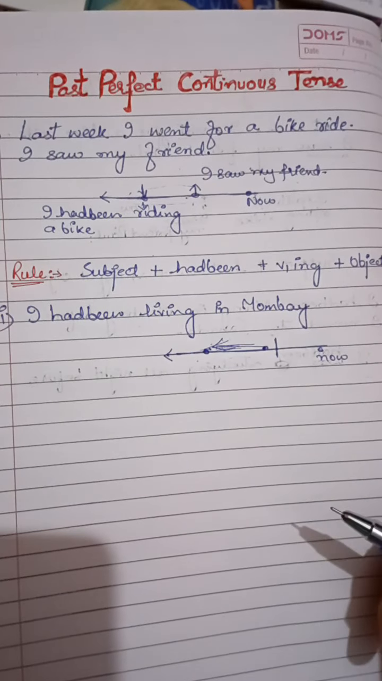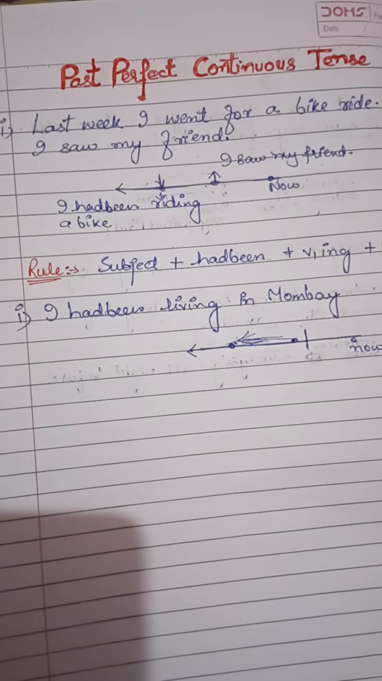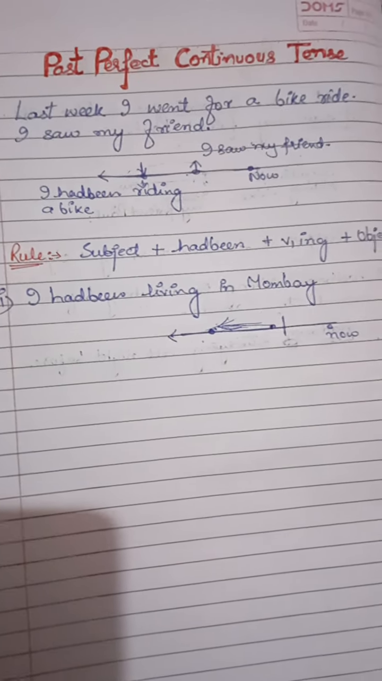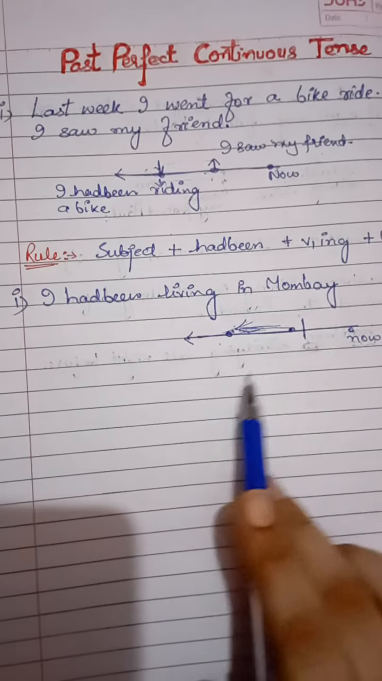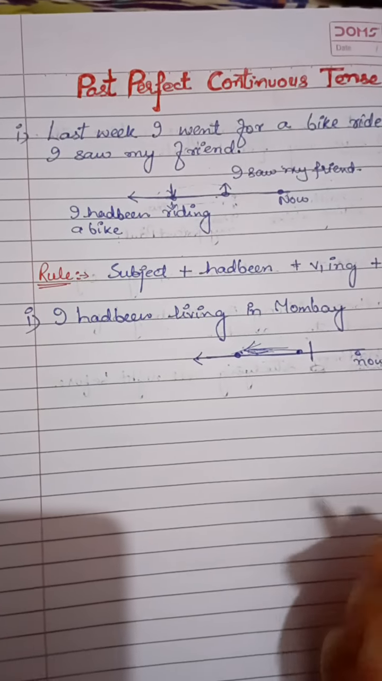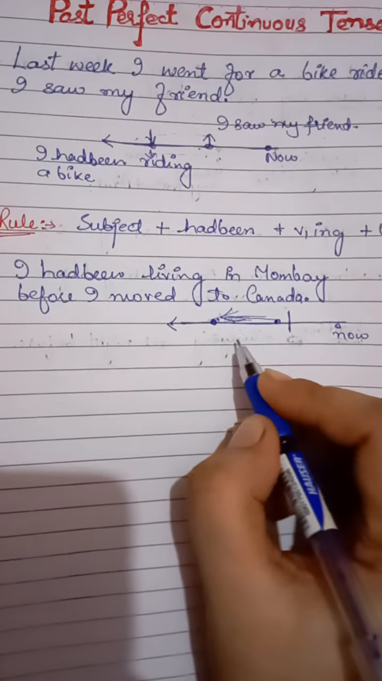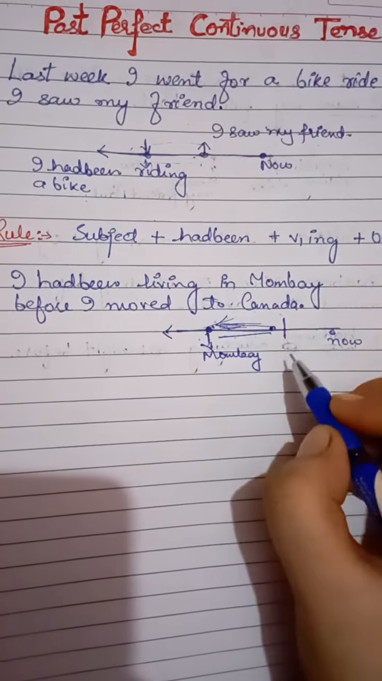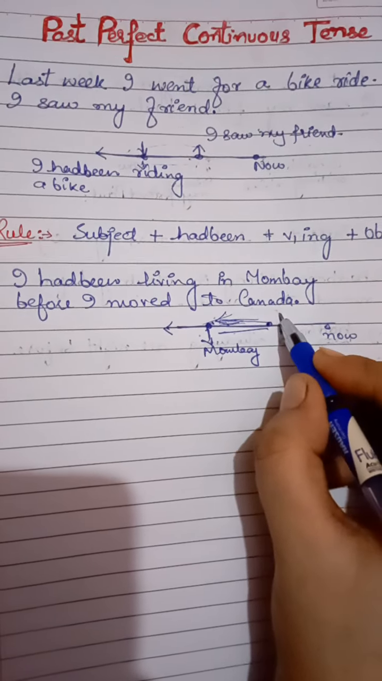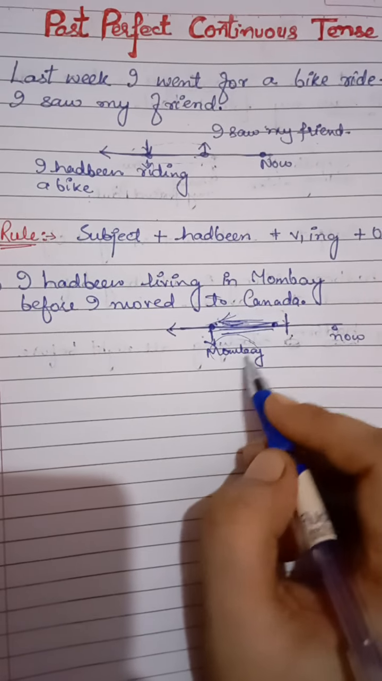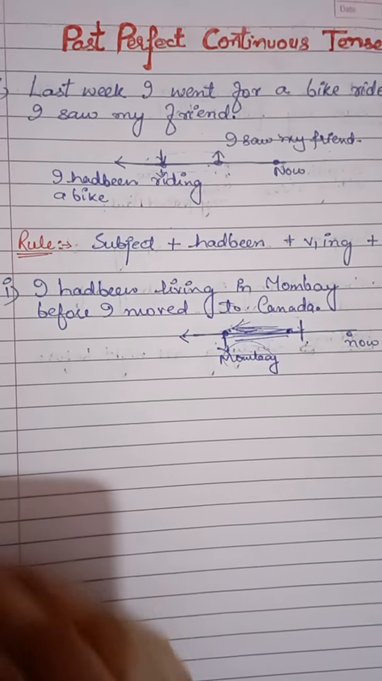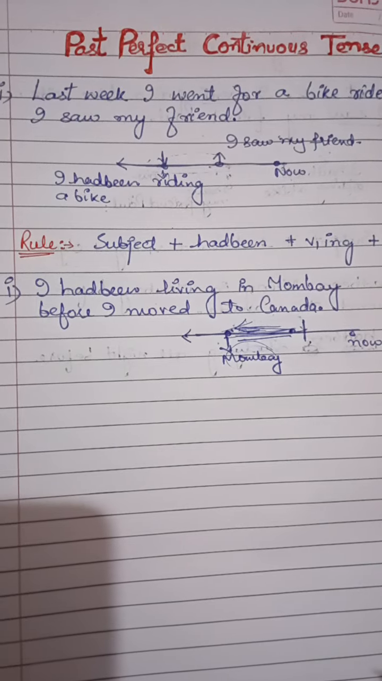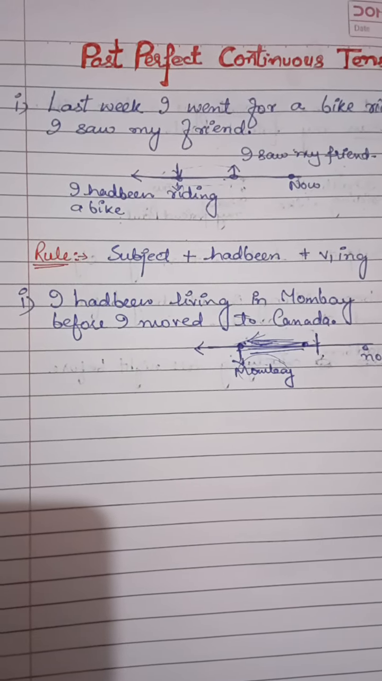Or I can use past perfect continuous tense to describe something that had been happening and then something else happened. Like I could say, I had been living in Mumbai before I moved to Canada. I had been living in Mumbai, then I moved to Canada. Everything is in the past and something was happening in the past. There is a reason, which you will understand as we go forward, why we are using that continuous form. Alright, so that's some basic idea.